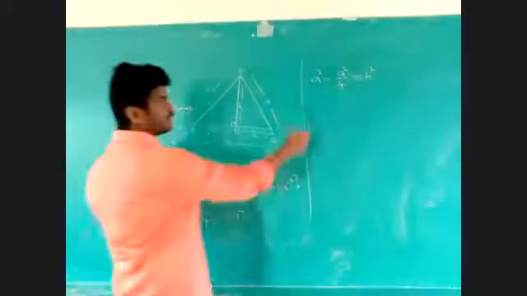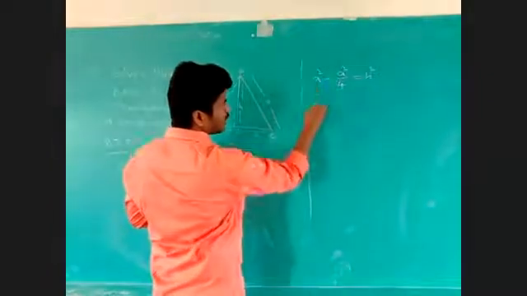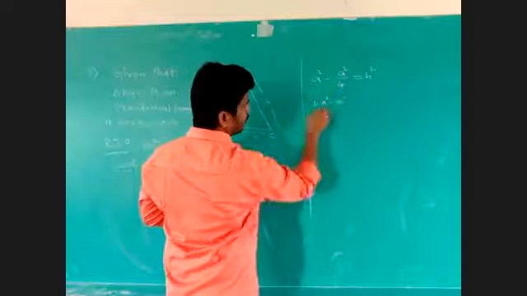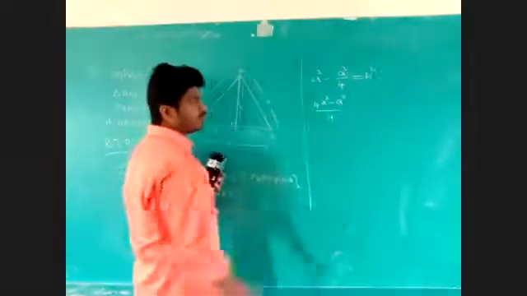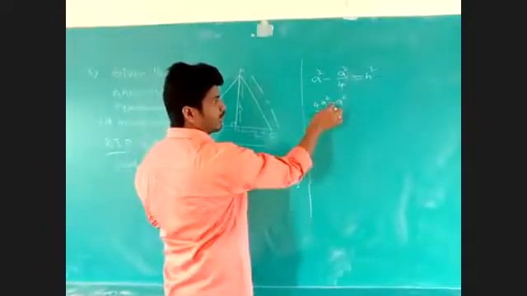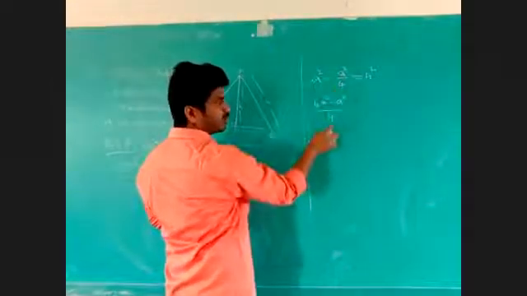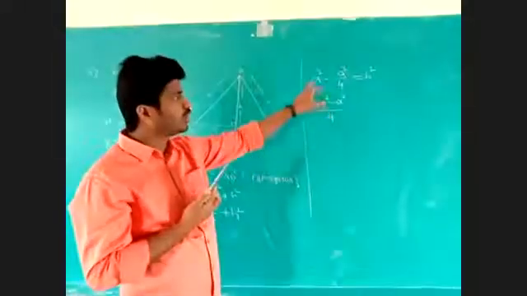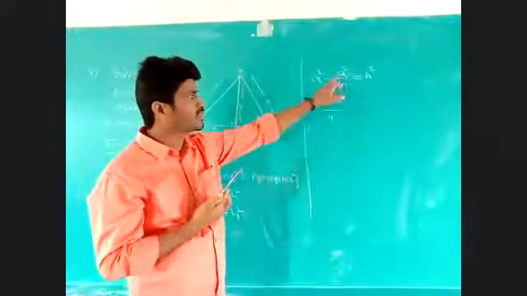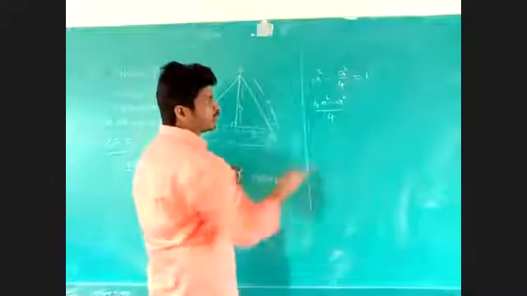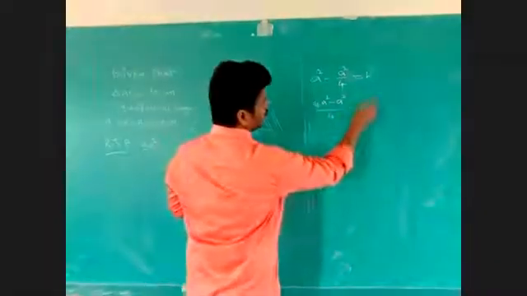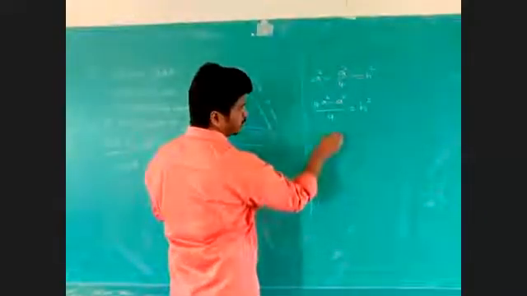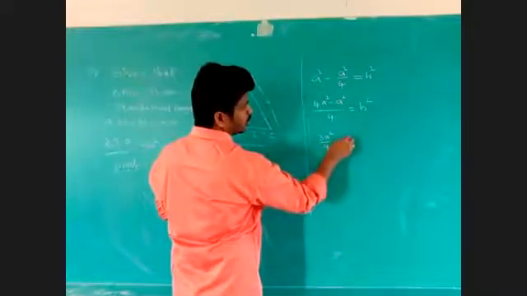Then do simplification, or take LCM. 4 into A square, 4A square minus A square by 4. Is it right? If you take LCM, the LCM of these two terms is 4. 4 into A square, 4A square minus 1 into A square, equal to H square. 4A square minus 1A square is 3A square by 4 equal to H square.